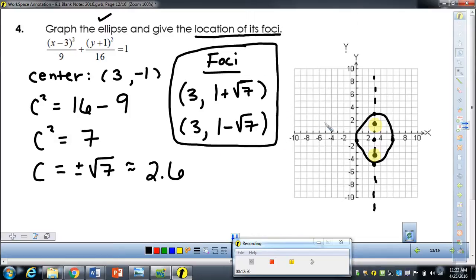So these foci are a little harder to get when it's not centered at (0, 0). But notice how, oh, I just realized a mistake there. That should be -1. Notice how the center is part of the foci. We just want to make sure that we're adding and subtracting the c value to the correct coordinates. So in this case, it's the y values because we can visually see we drew them up and down because the major axis was in the y direction.